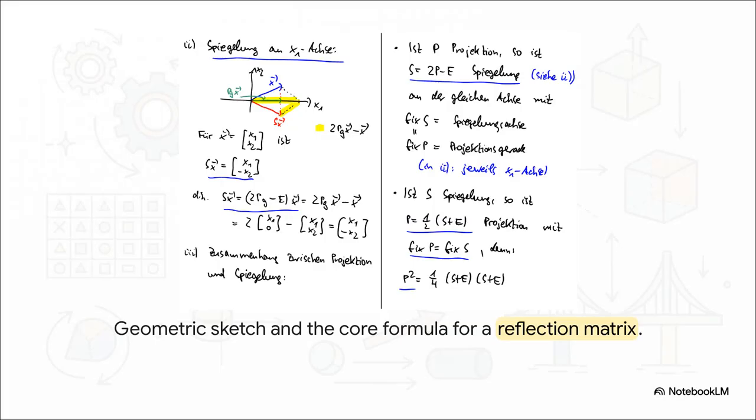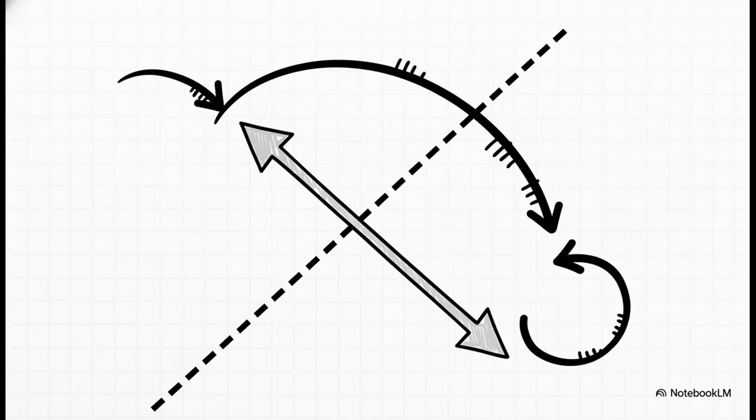Now, what's really interesting about this image here is how elegantly the visual geometry translates directly into an algebraic formula. Look at the red and green sketch. If you want to reflect a point across an axis, you can actually solve that by first doing a projection onto that very axis. And the formula for that is brilliantly simple. S equals 2P minus E. The S stands for your reflection.